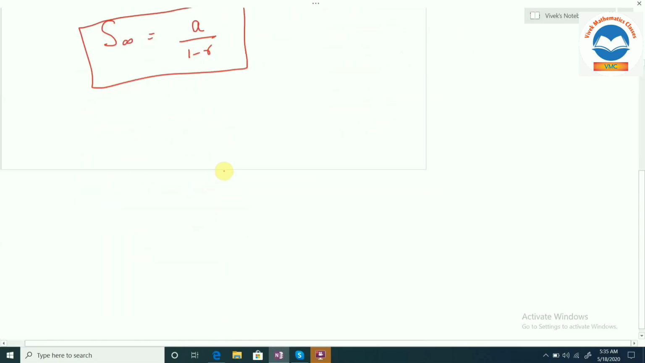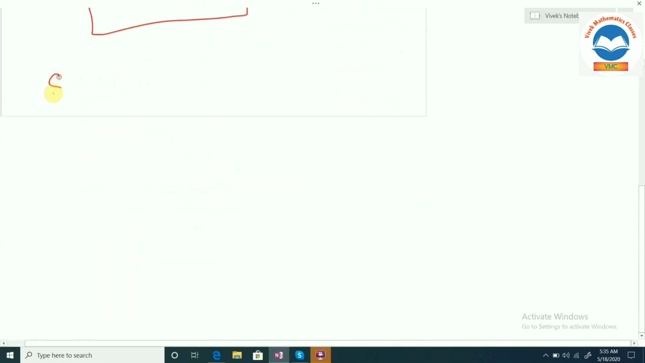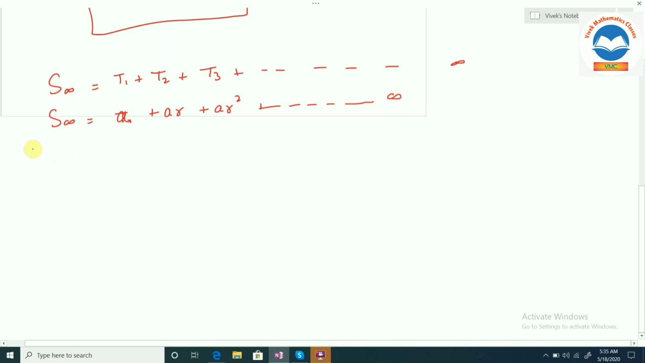We can prove this also like previously. What was this S infinity? T1 plus T2 plus T3 up to infinity, it will go on. So this S infinity we can write as A plus AR plus AR square and so on. If you multiply by R, you will get R into S infinity equal to AR plus AR square plus AR cube and so on.